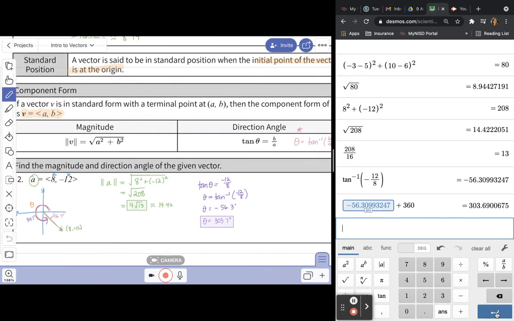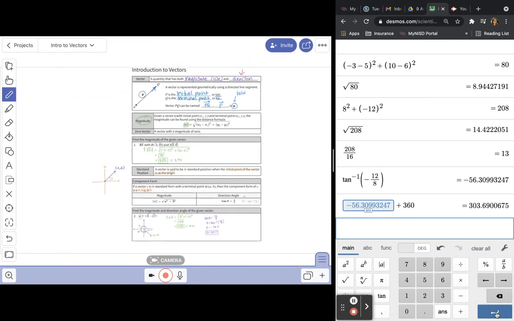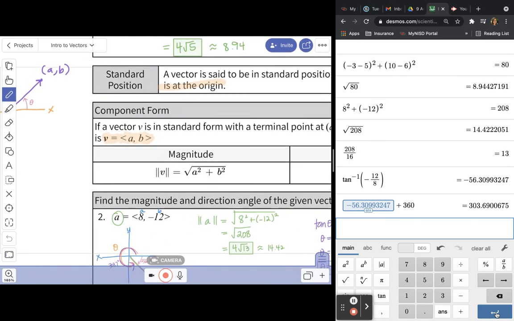Okay, guys, so that's really all the intro stuff that I wanted to show you. So you need to know the vocabulary. Magnitude means length. Direction is the angle that it's going in. Standard form or standard position means that it is starting at the origin. To calculate magnitude, it's the distance formula. To calculate the angle, you're going to use tangent. And remember that component form, as long as it starts at the origin, component form is just the terminal point.